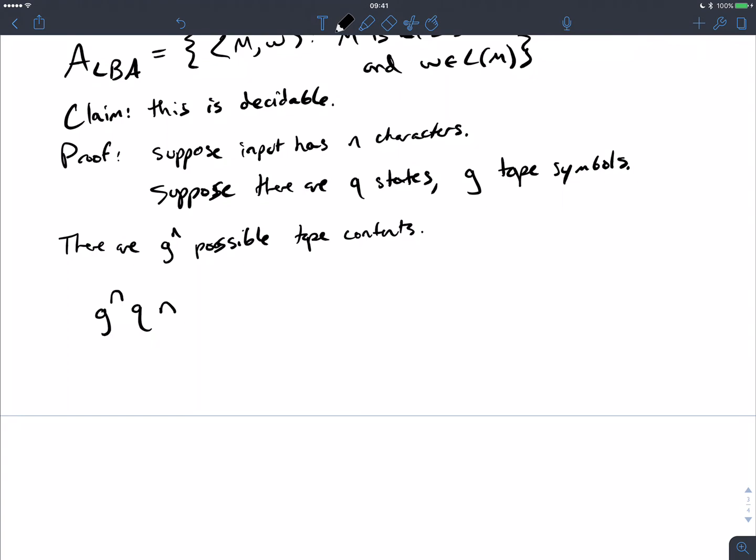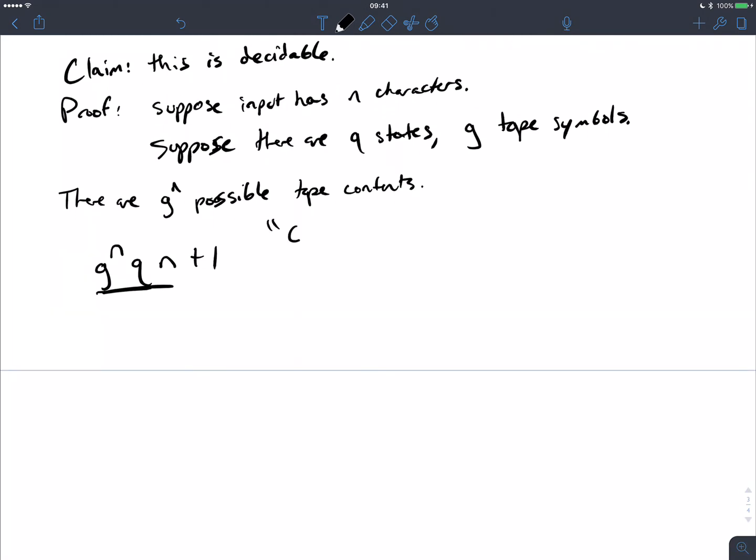What if I ran for that amount of time, a number of transitions, plus 1? I must have repeated a configuration. Must, right? By the pigeonhole principle, there are only this many possible configurations with states and tape head location. But if I add one more and I still haven't accepted yet, I will repeat a configuration. So this is actually decidable.